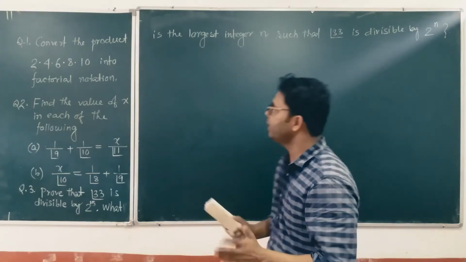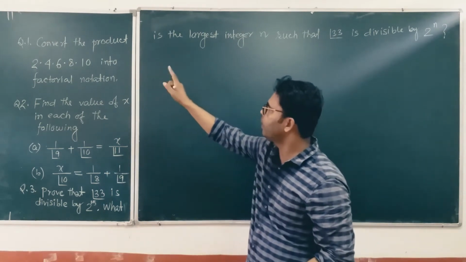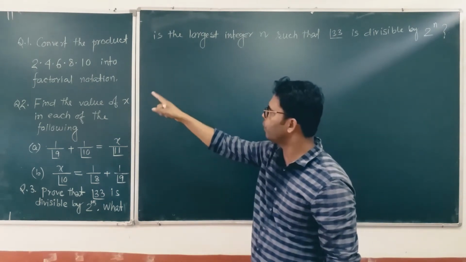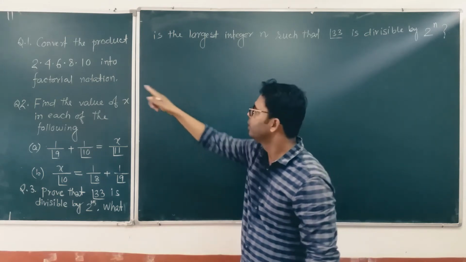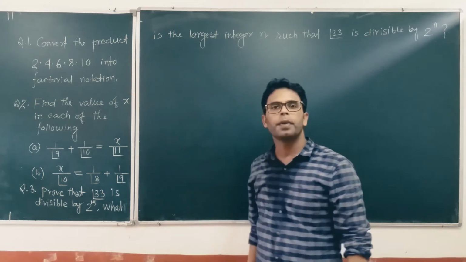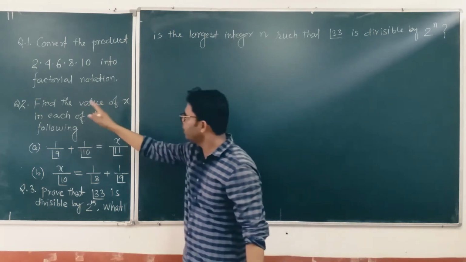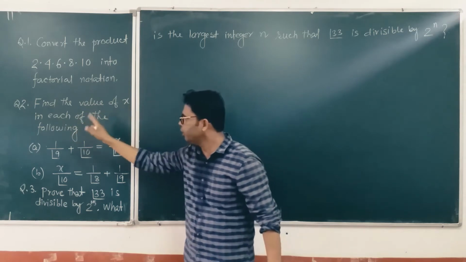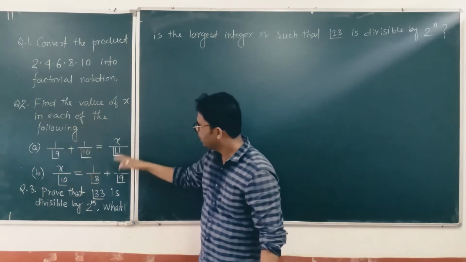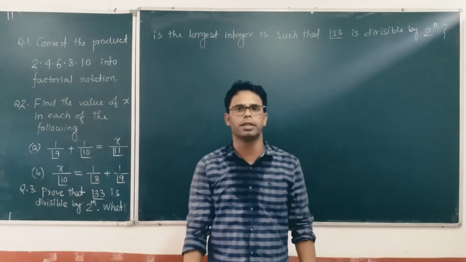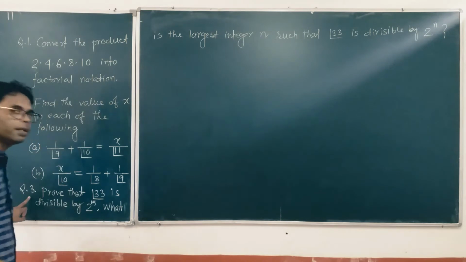Okay, you see these three questions. The question number 1: convert the product 2 into 4 into 6 into 8 into 10 into factorial notation. Find the value of x in each of the following. These two questions are given, a and b, where we have to determine the value of x. Easy questions.